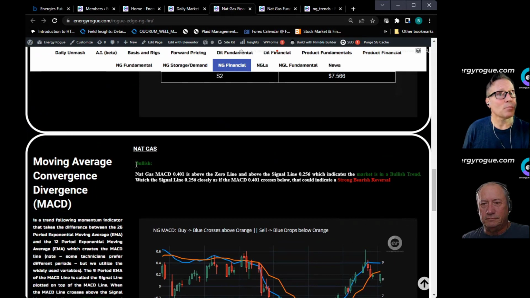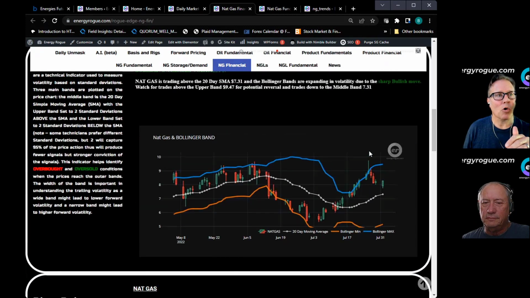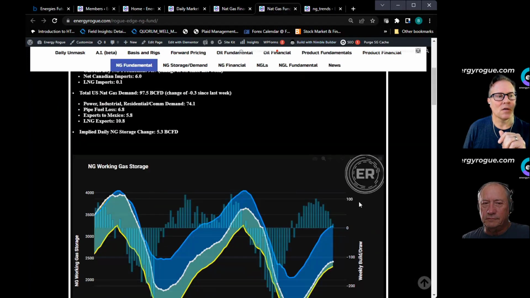It's still technically bullish because the blue line is above the orange line. But if it crosses below, there's a strong bearish reversal coming. And that's what I'm watching for on the technical side. But now let's take a look at the fundamentals.